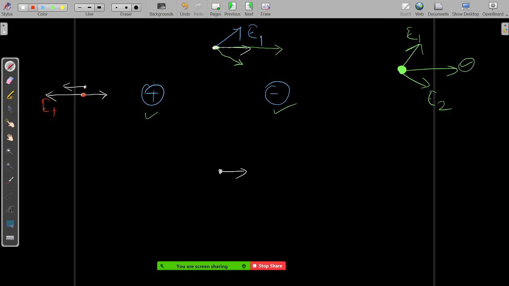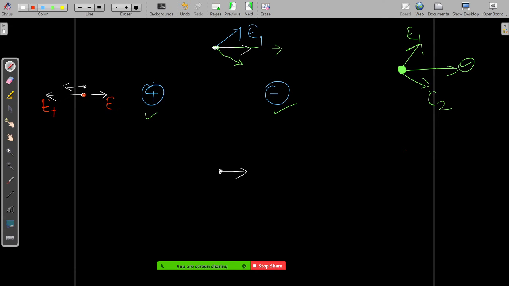This is the electric field due to the positive charge, and this is the electric field due to the negative charge. The quantity will be smaller because it is farther away. It depends on 1 by r square, right? So it is further away, so that quantity will be smaller than the electric field due to the positive charge.